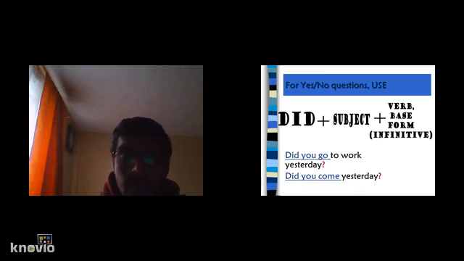When we talk about yes/no questions, we have to do the opposite. First, we have to write the auxiliary did, then the subject, and finally the verb in the base form and then the complement. For example, did you go to work yesterday? Can you see the auxiliary here? We have the pronoun or the subject and the verb in the base form. So, did you come yesterday? We have here another example.